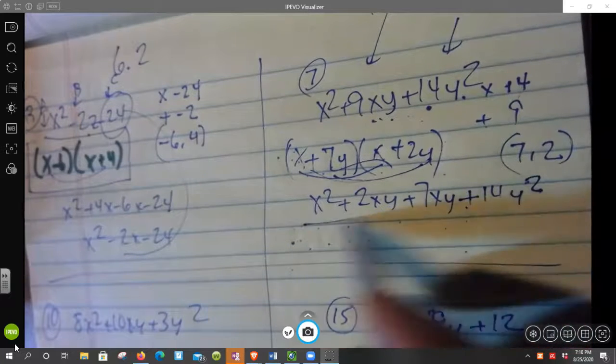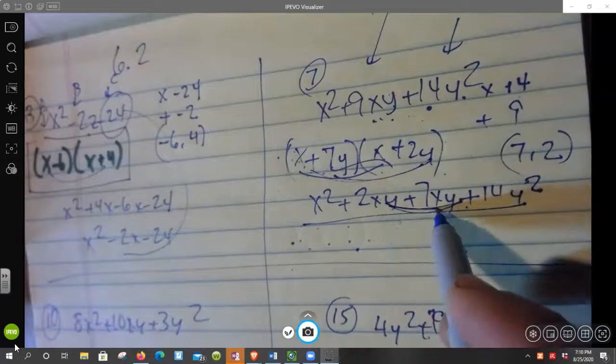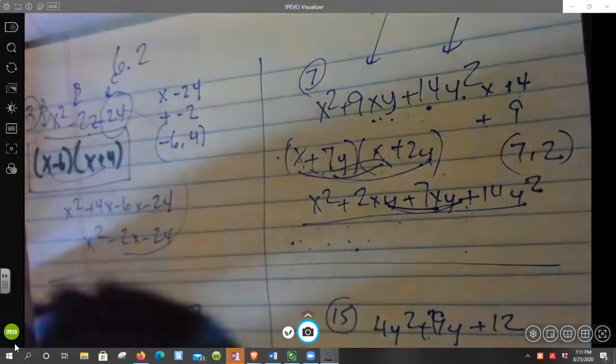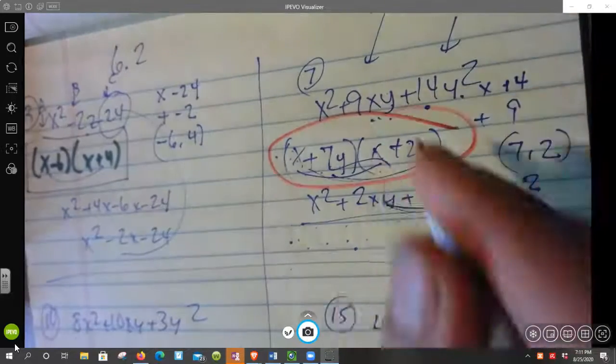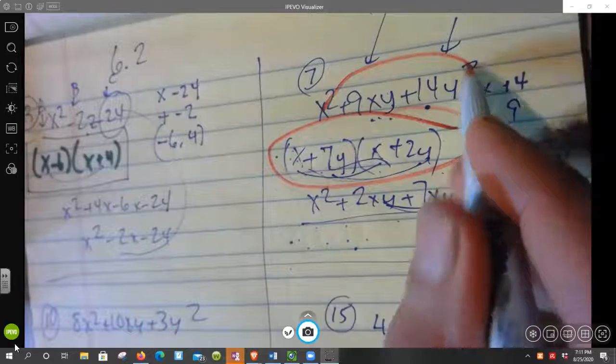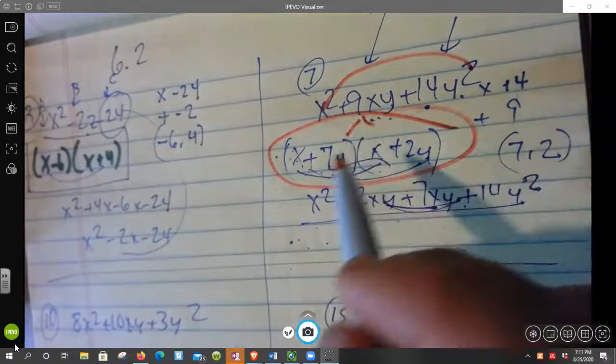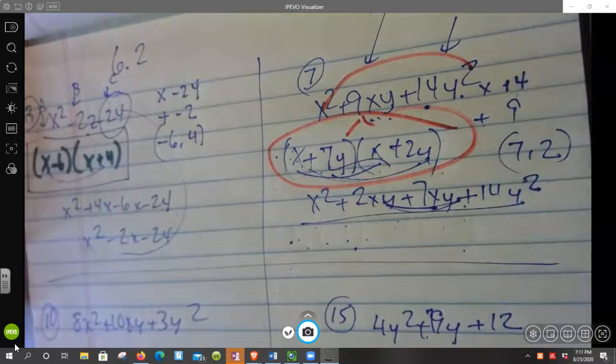That does indeed match the original if you combine the 2 middle terms. So we know this is the correct factored answer. We start off with a trinomial, and we write it as a product of two binomials.